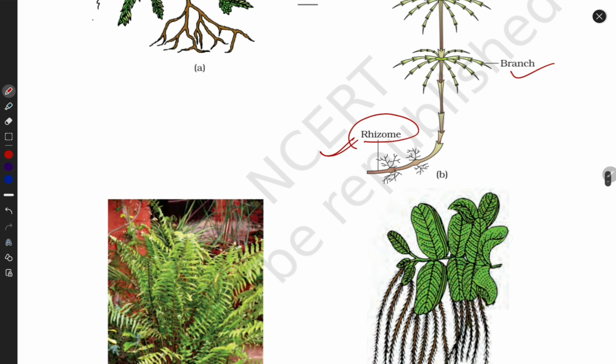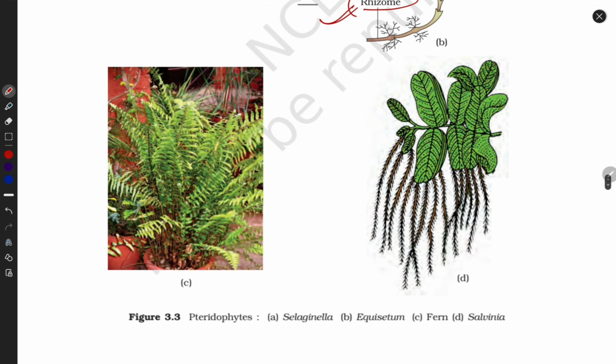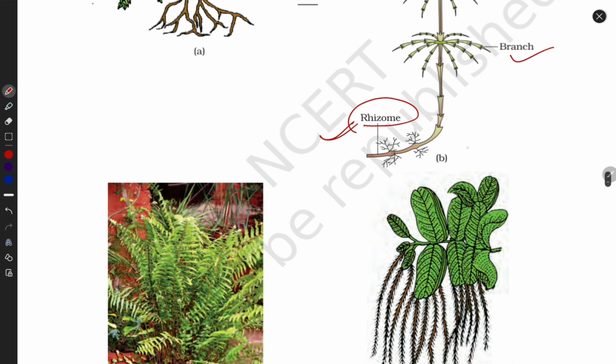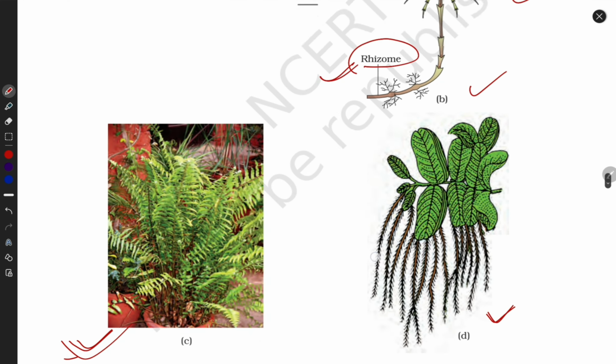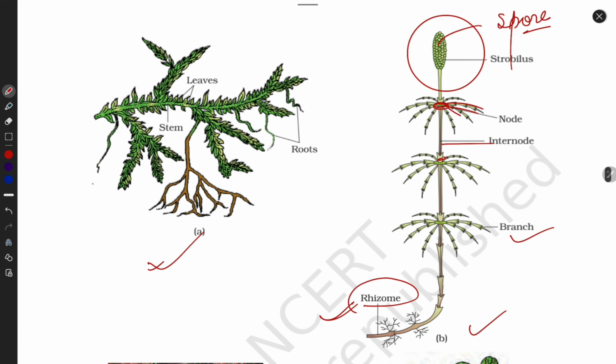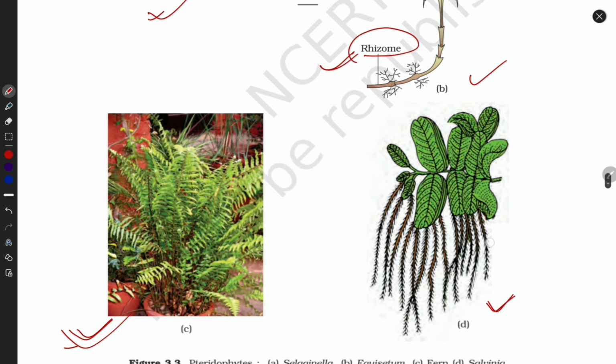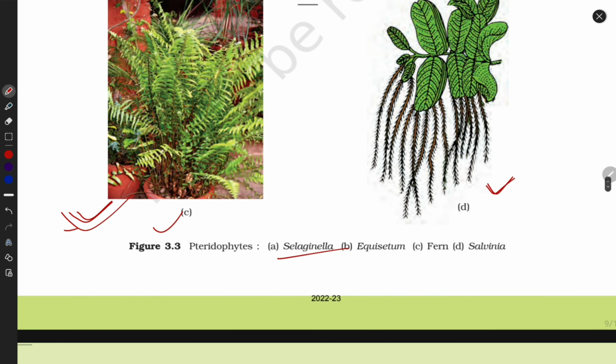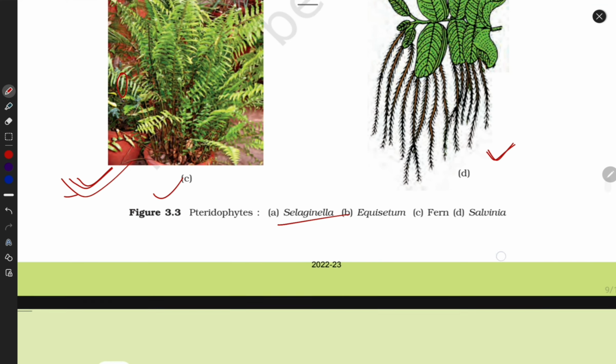Now they have roots. Look at here, this is an example of Salvinia. This is an example of ferns, which you can easily find in a park. This is Equisetum. And next is Selaginella, which has small leaves, and there is the fern, with long leaves.